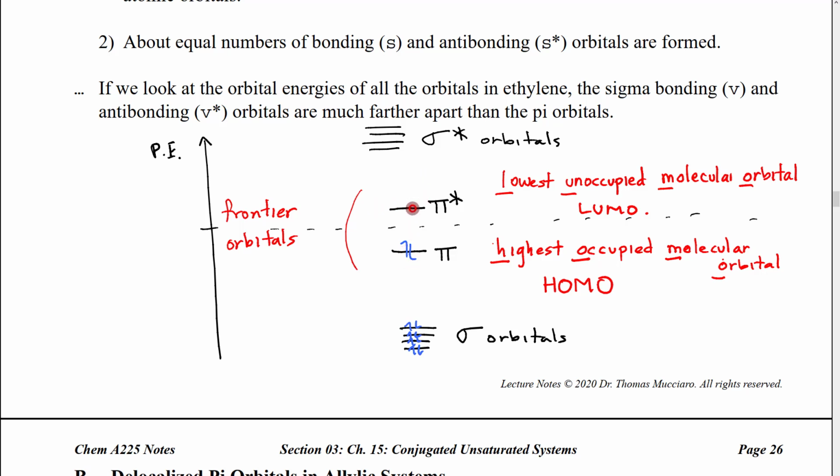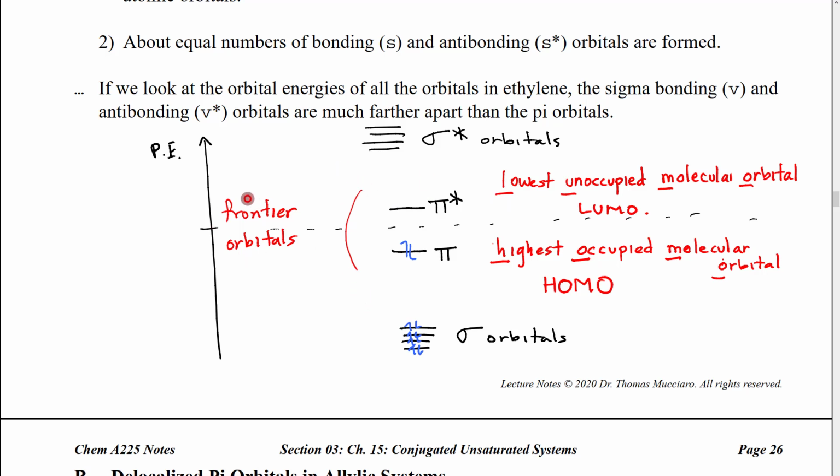These orbitals have special significance, and they have been given special designations. The highest energy occupied molecular orbital is abbreviated the HOMO, H-O-M-O. The lowest energy unoccupied molecular orbital is abbreviated the LUMO.